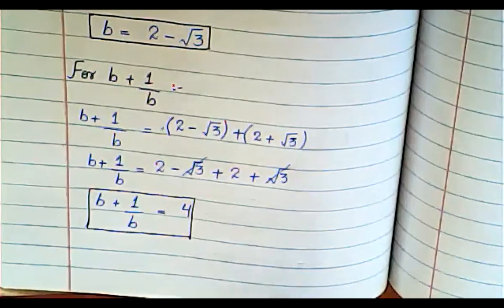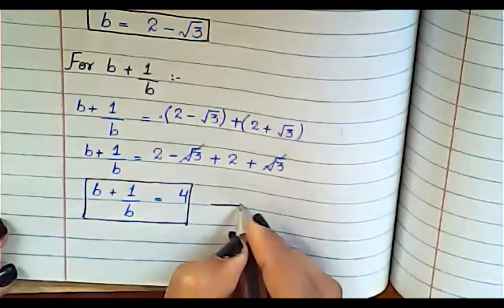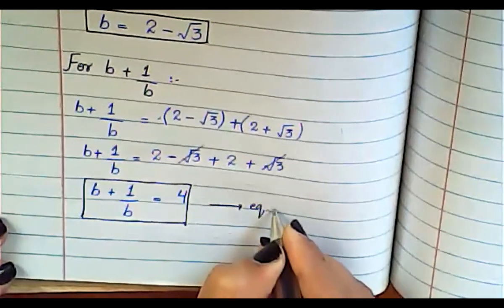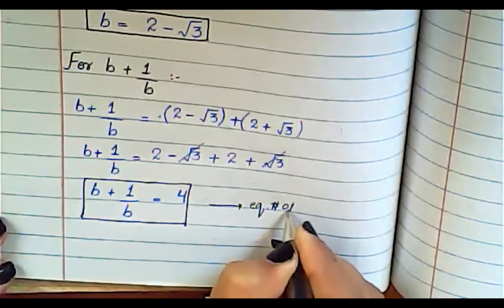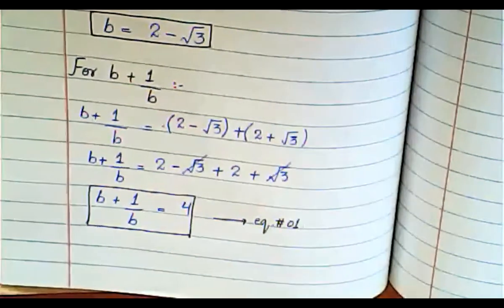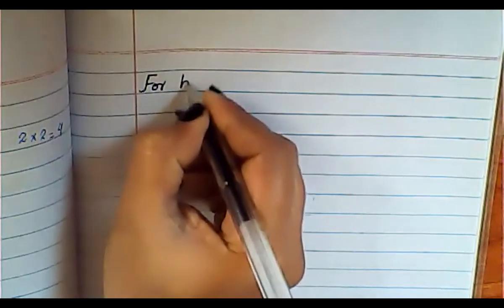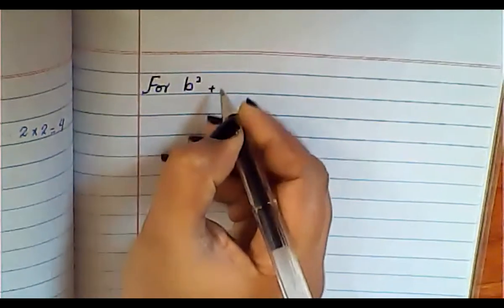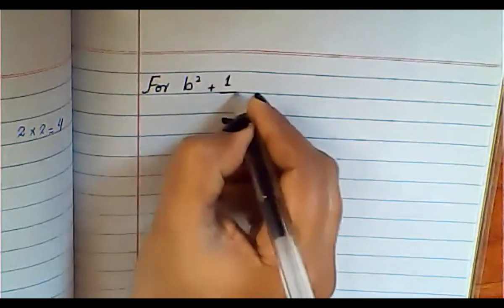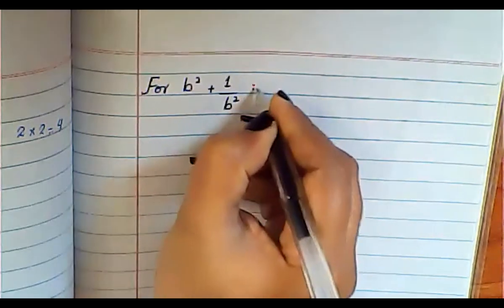Very simple and easy. This is equation number 1. Okay, now we will find out b square. Next step is to find out b square. So we will write here for b square plus 1 upon b square.